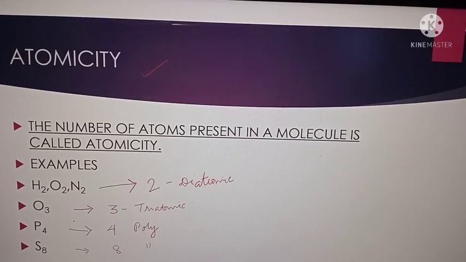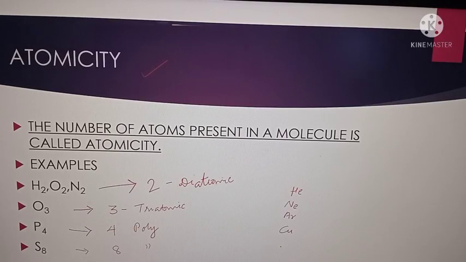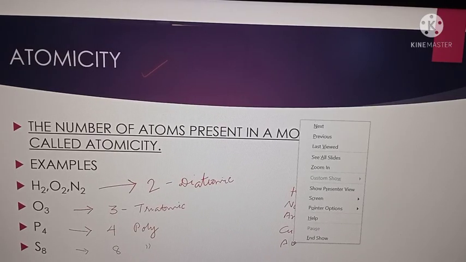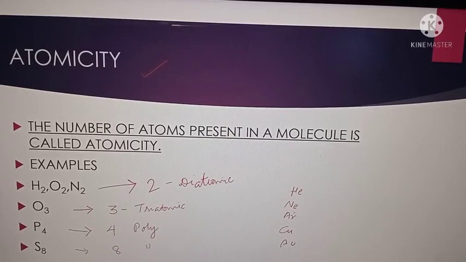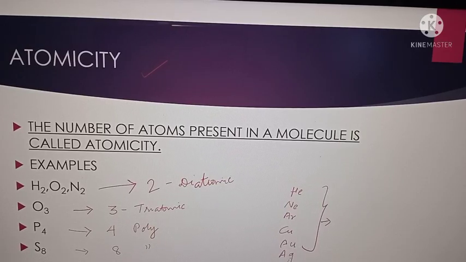Now here we have dealt with examples in which only one type of atom is present. But we can also take atoms like helium, neon, argon, which are all noble gases, then copper, gold, silver, etc. In those cases the atomicity is 1, so they are all single. It can be gold or silver. The atomicity will be 1, so they will be referred to as monoatomic atoms. So this is atomicity.